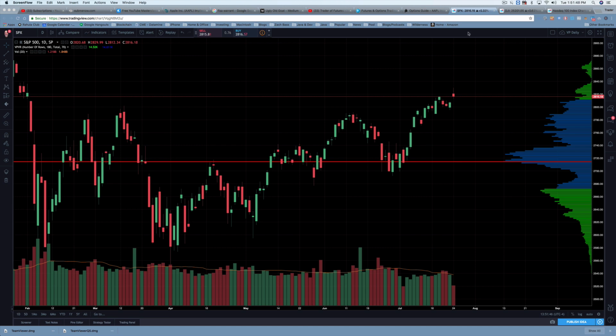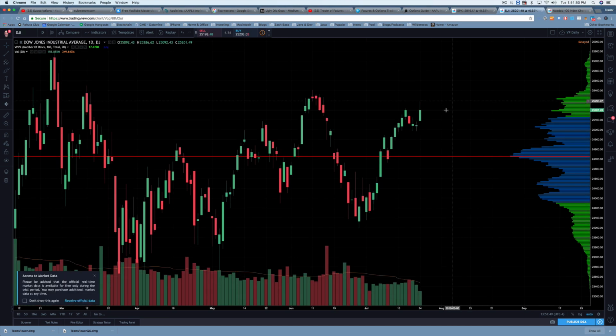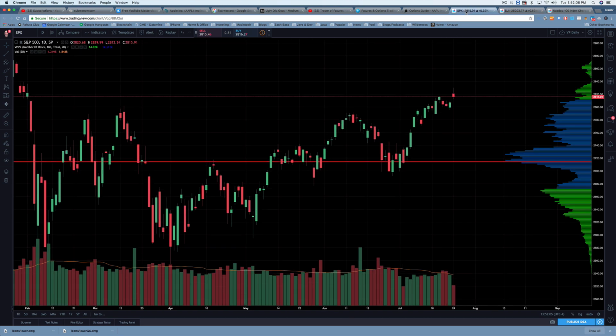Now it's a very, very different story on the Dow. The Dow, we are up. There is a little bit of a tail here, but we're looking to break above this previous high. Now, in terms of volume profile, we've got good support underneath. Dow looks in better shape than the S&P.